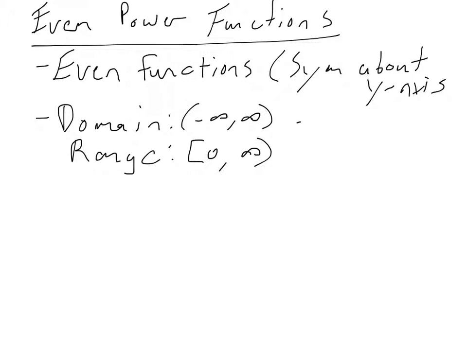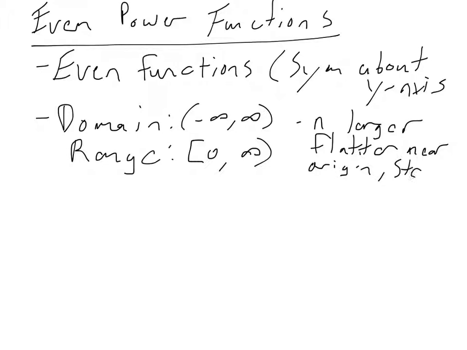And as n gets bigger, it's flatter near the origin, and it's steeper, I should say, where the absolute value of x is greater than 1. So to the outside of 1 and negative 1, right? That's when it gets steeper. But between negative 1 and 1, it's flatter.